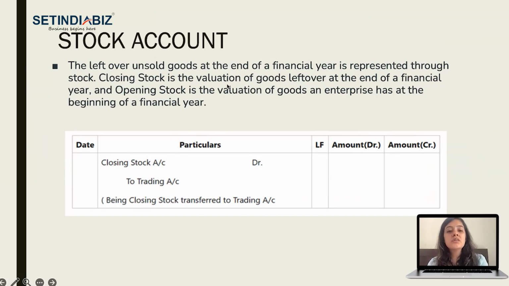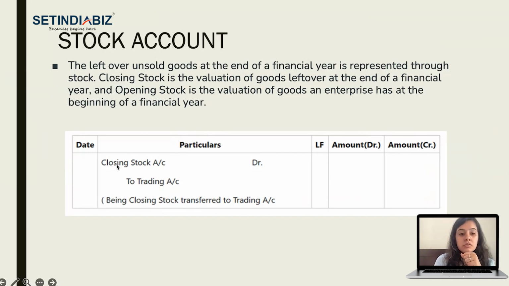Closing stock is the valuation of goods left over at the end of a financial year, and opening stock is the valuation of goods that the enterprise has at the beginning of the financial year. So whatever valuation we are doing at the end of the year of the unsold goods, that is closing stock. That closing stock entry will be only on 31st March 2025 for the current financial year, right? And that closing stock will become opening stock on the next day itself, that is 1st April 2025.